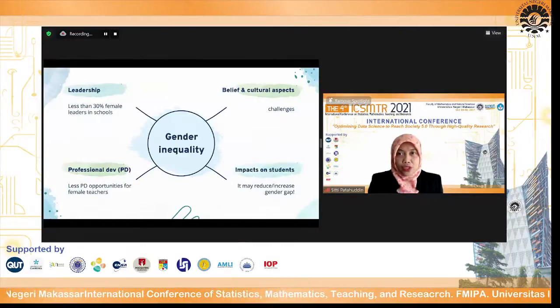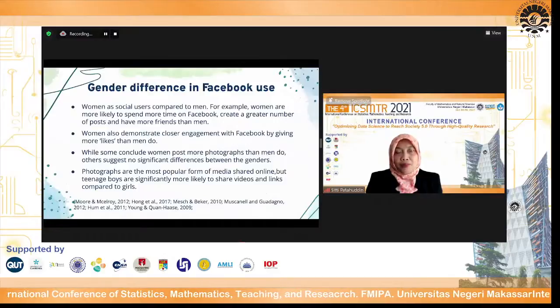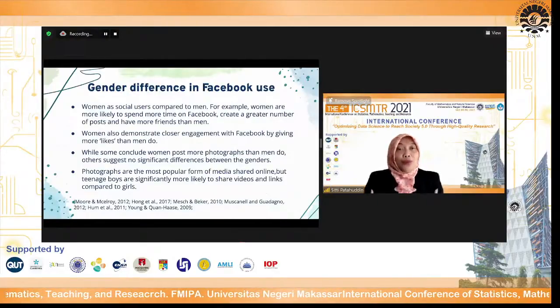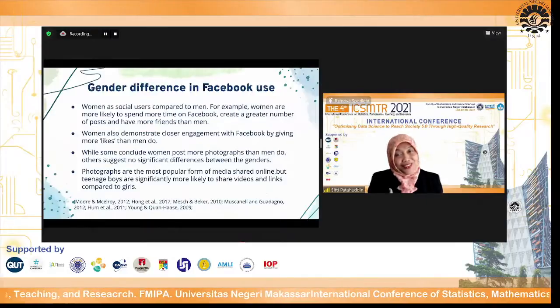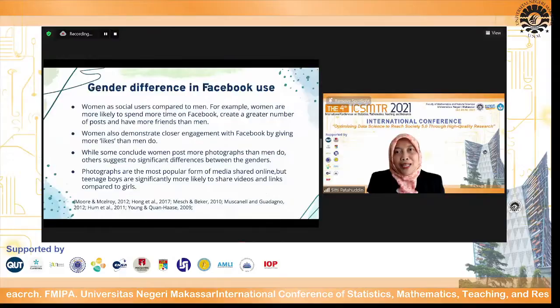Mari lihat literatur, look at the literature. Seperti apa perbedaan gender tentang penggunaan Facebook. Differences in user behaviors between female and male on Facebook has been extensively studied. Okay, so misalnya saja perempuan itu dikenal lebih sosial gitu dibandingkan laki-laki. Perempuan itu lebih banyak waktu di Facebook berdasarkan studi-studi yang saya kumpulkan ya. Mereka perempuan lebih banyak postingannya. Kemudian lebih banyak perempuan punya lebih banyak teman daripada laki-laki.